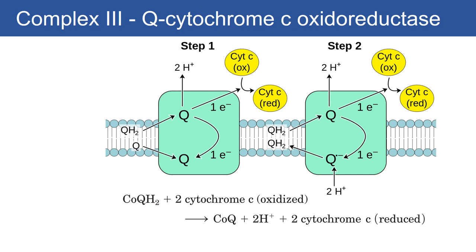Complex 3. This delivers electrons from CoQH2 to cytochrome C. So we're now transferring the electrons. This is Q cytochrome C oxidoreductase is the enzyme. It's catalyzed by the oxidation of 1 molecule of ubiquinol and the reduction of 2 molecules of cytochrome C. And then cytochrome C is a heme protein that's usually associated with the mitochondria.